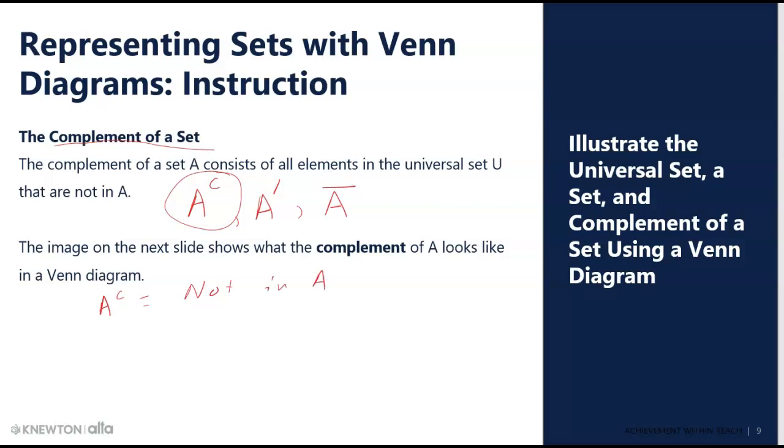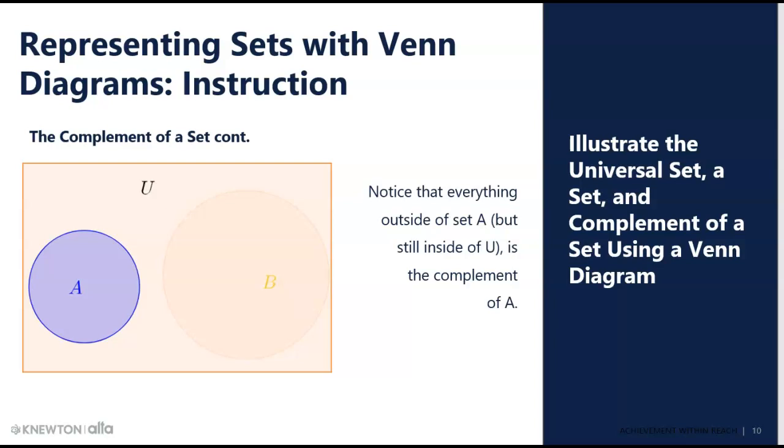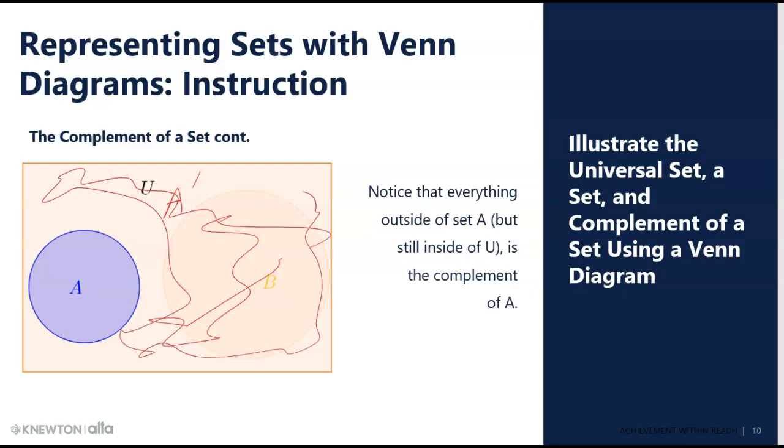So if you have a picture of set A, this purple area is set A, the lightly shaded area outside, including set B, anything outside of the circle for A is the complement of A. So out here, all of this is the complement of A. I like to scribble, can you tell? But it's everything outside of A, still inside of U. So the stuff out here is in U, but it's not in A. That means not A.